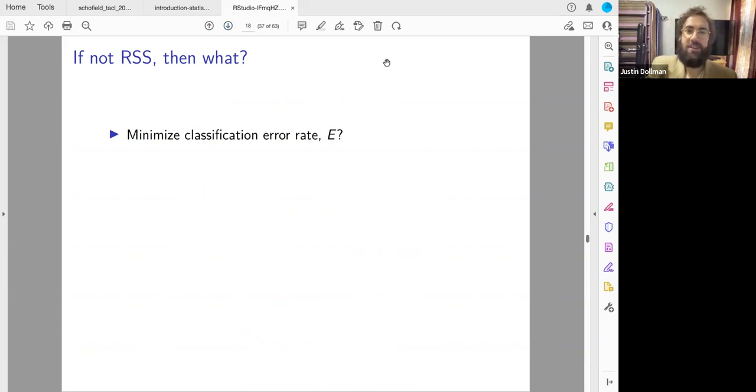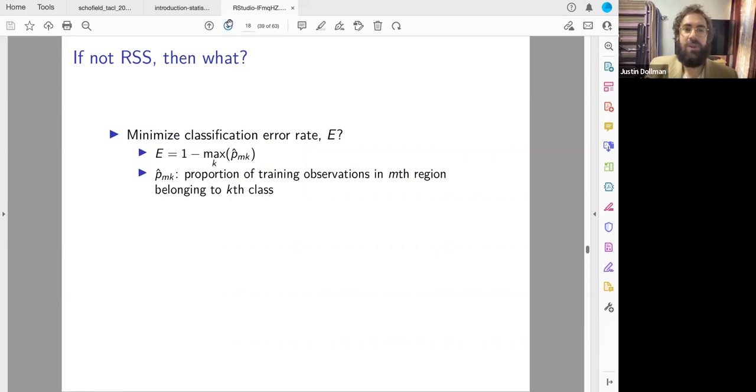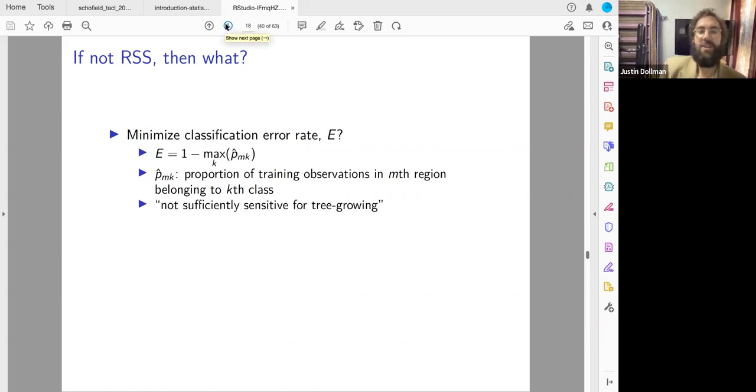So as the slide is helpfully titled, if not residual sum of squares, then what? The first thought one might have, as they bring up in the book, is to minimize classification error rate at each split. This is the decision rule for what we do at each split. I'm not going to go into this equation; I'll just rely on people's intuition of what an error rate is. It does depend on the proportion of training observations in the mth region, a symbol that keeps coming back. But here's what they write: it's not sufficiently sensitive for tree growing. So it's not going to work.